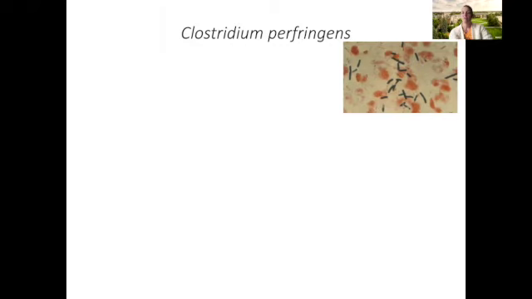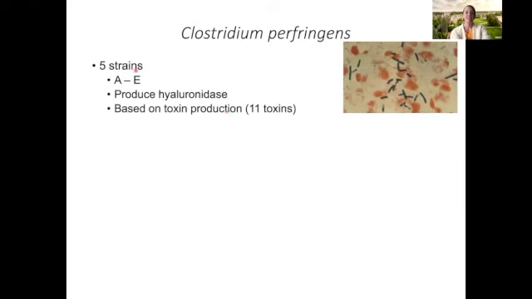Here's our picture of Clostridium perfringens taken from a wound where we have these red epithelial cells and our purple gram-positive bacilli. There are 5 different strains of Clostridium perfringens. They are very cleverly named A through E, right? Because microbiologists are not great at naming things. They produce hyaluronidase, and their grouping into different strains is based on the toxins that they produce. So there are 11 different toxins that can be made. We're not going to go through all of them. Some strains produce different varieties of them.